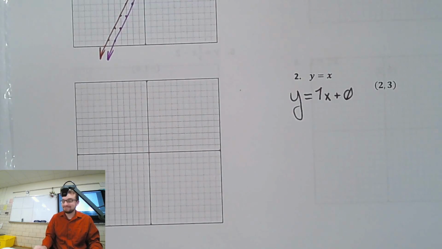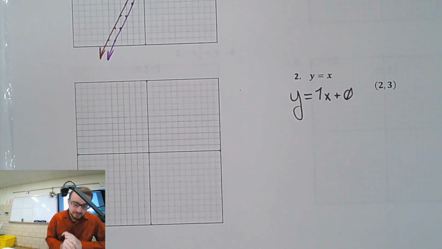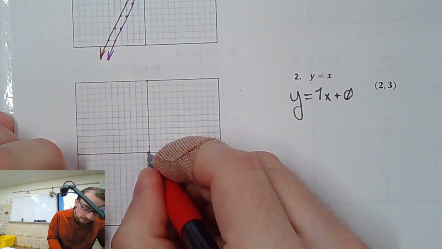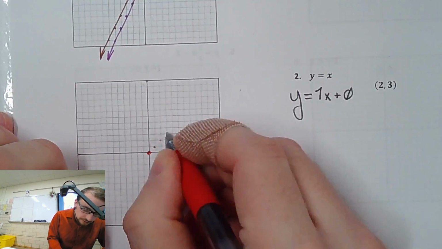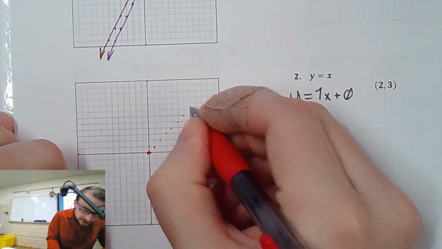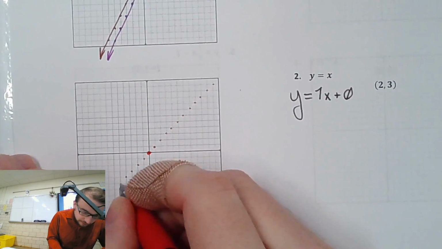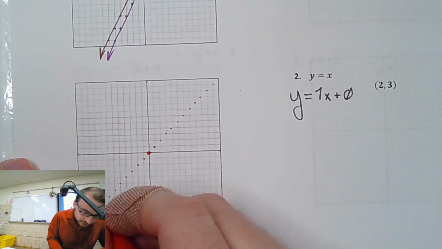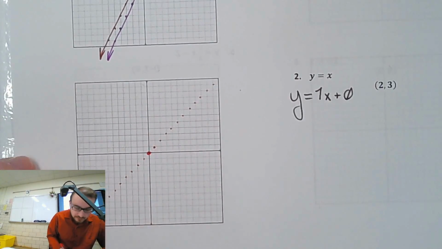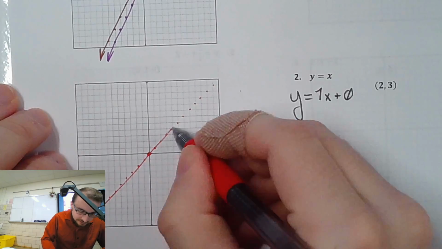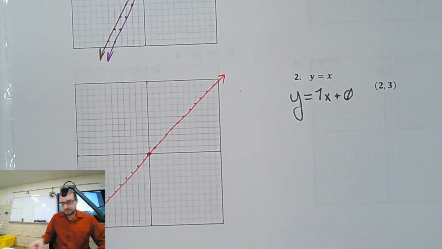So to graph this one, we start at 0 for our y-intercept, which is the origin. Then we go up 1 over 1. We continue to do this. This is the most basic of all the lines that aren't just perfectly horizontal or perfectly vertical. We can also go down 1, back 1, right? Because negative 1 over negative 1 is the same thing as 1 over 1. And there it is. There's our line.